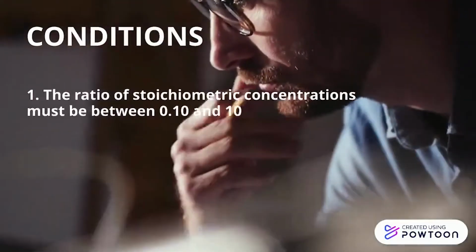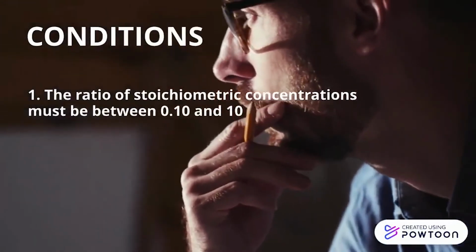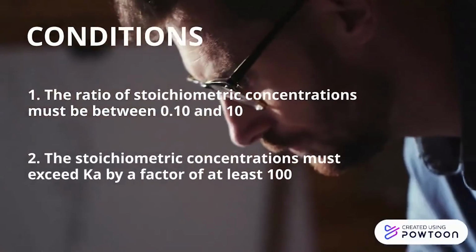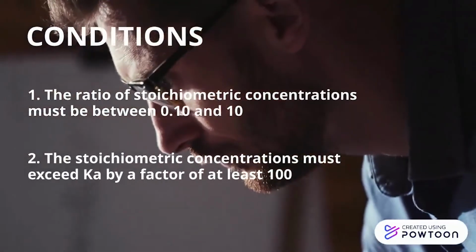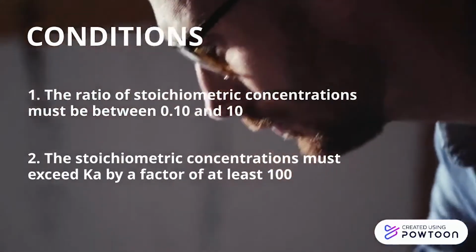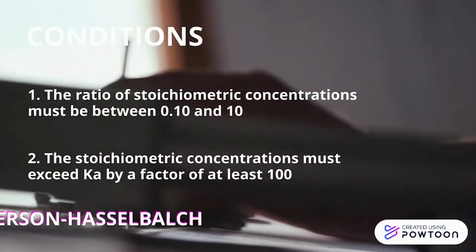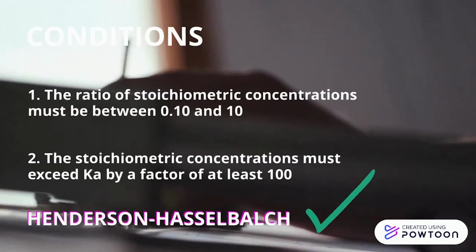Firstly, the ratio of stoichiometric concentrations must be between 0.1 and 10. Secondly, the stoichiometric concentration of each buffer component must exceed the value of Ka by a factor of at least 100. If these conditions are met, then we are free to use the Henderson-Hasselbalch.